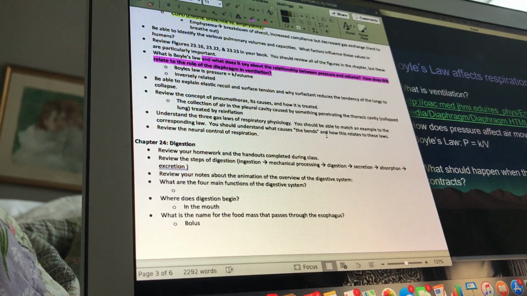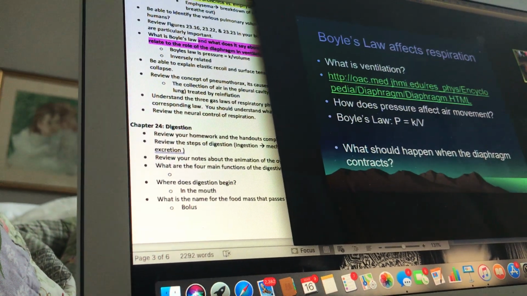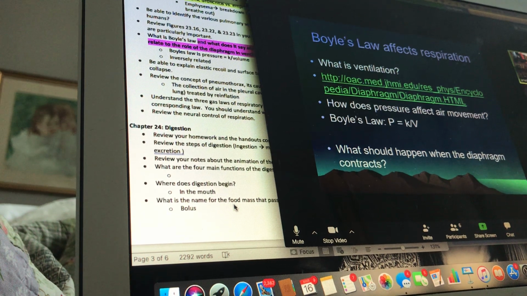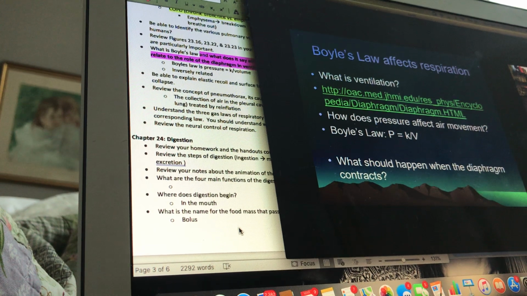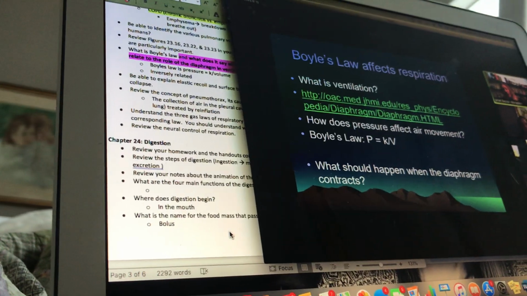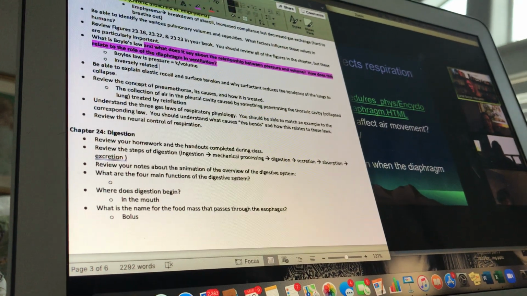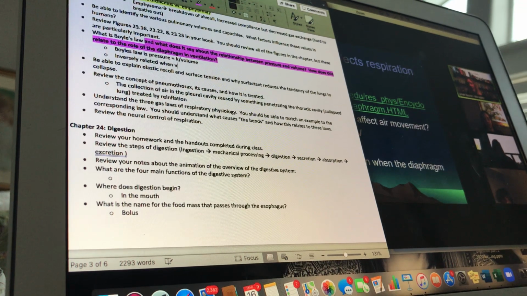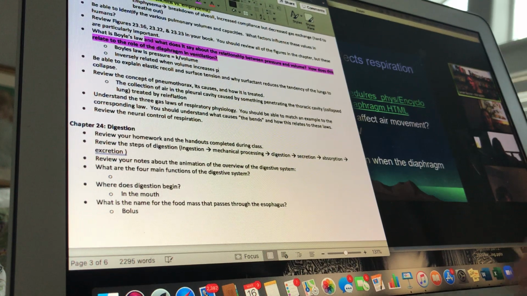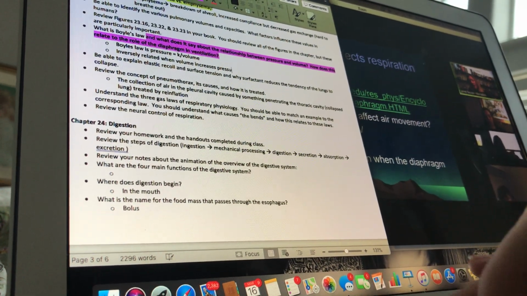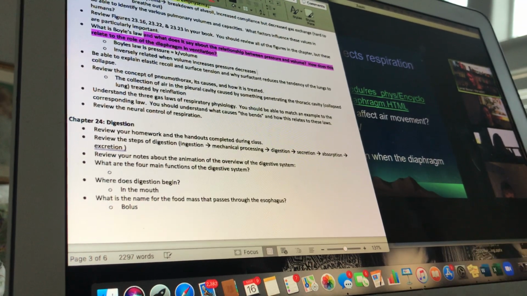If, at rest, your diaphragm is shaped like this, and so your lungs are relatively small. Then when you compress your diaphragm, what happens to it? It goes down. It flattens. And then what happens to the volume of your lungs? Increases. If the volume increases, what happens to the pressure? Decreases. And what does that mean in terms of movement of air? It goes into the lungs, because everything will go from high pressure to low pressure.